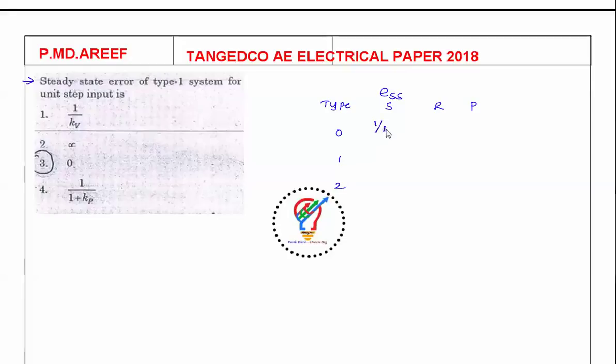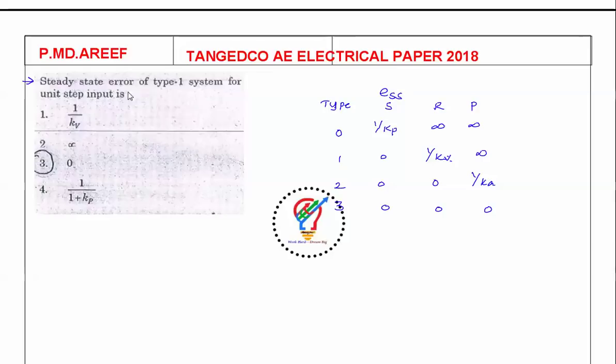So here we have 1 by Kp, where Kp is the position error constant, and here we have 1 by Kv, and here we have 1 by Ka. So Kv is the velocity constant, and Ka is the acceleration constant. After this the error is going to be infinity, infinity, here 0, infinity, 0, 0 here. If you take type 3, all are zeros only.